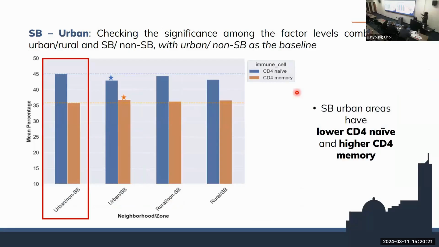Here we are looking into urban and rural differences within the stroke belt, and we are considering urban neighborhoods within the non-stroke belt as the baseline. When compared to this, urban regions within the stroke belt have decreased CD4 naive T cells and increased CD4 memory T cells. Rural regions within the stroke belt also have a similar trend, but due to the smaller number of participants, it is not shown to be statistically significant.